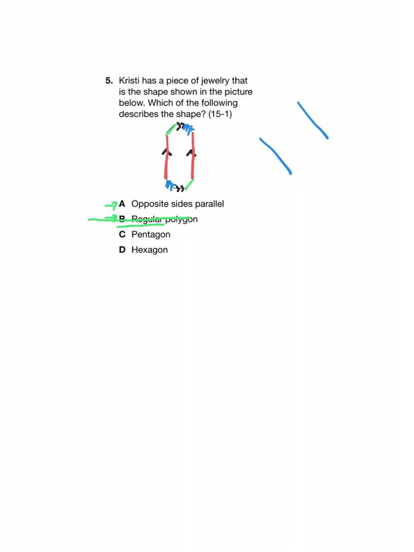Okay, let's think about what a pentagon is. A pentagon is a figure that has 5 sides. So if I erase all of my highlighting so that I can count the sides a little bit better, let's count up the sides. Let's see. 1, 2, 3, 4, 5, 6, 7. Okay, so it's definitely not a pentagon. A hexagon is a figure that has 6 sides. So of course I know it's not a hexagon. Therefore, the correct answer is A. The opposite sides are parallel.